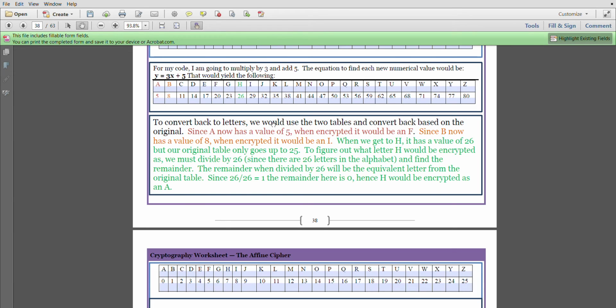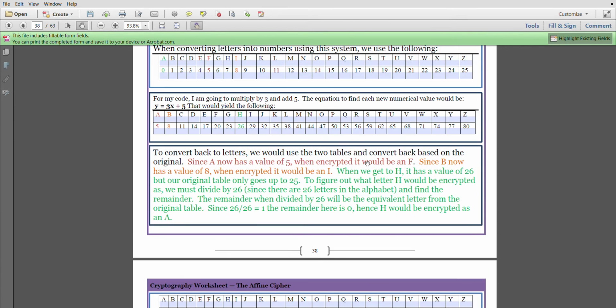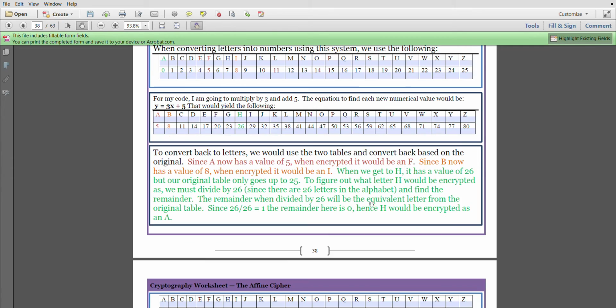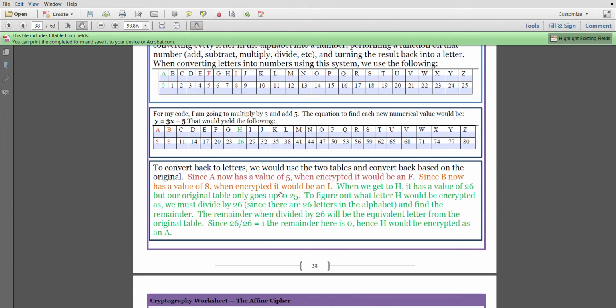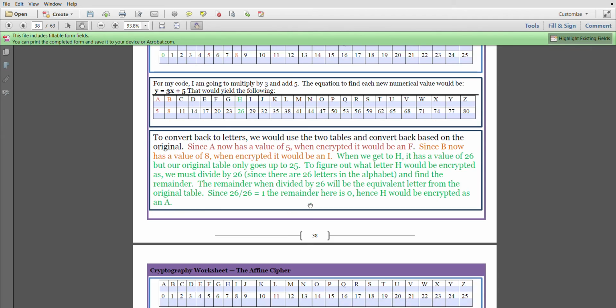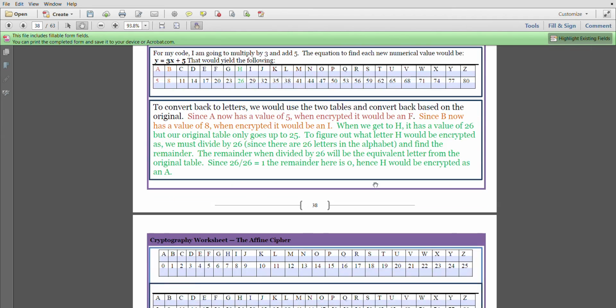So you get your resulting answer, right? You get your resulting answer, and we divide by the number. So if your resulting answer comes out to, I don't know, let's see, 30, for example. You divide 30 by 26, and the remainder would be 4. So then you find the corresponding 4, and we would encrypt that letter with E, okay? If you have questions, and I'm sure a lot of you will, email Mr.